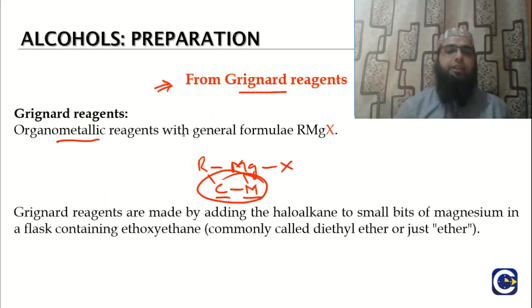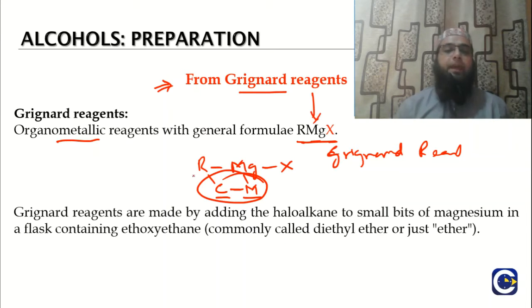The Grignard reagent is one of the organometallic reagents. We have other examples of organometallic reagents, but the Grignard reagent is one of them. In a Grignard reagent, we have an alkyl group attached to magnesium, which is a metal, and a halide ion is attached to the magnesium. So we call it an organometallic reagent, and this is the Grignard reagent.